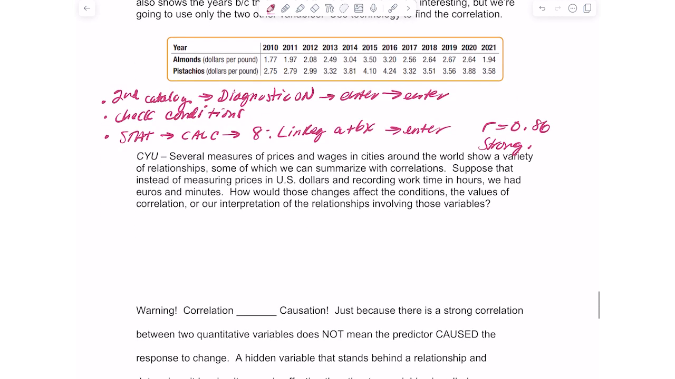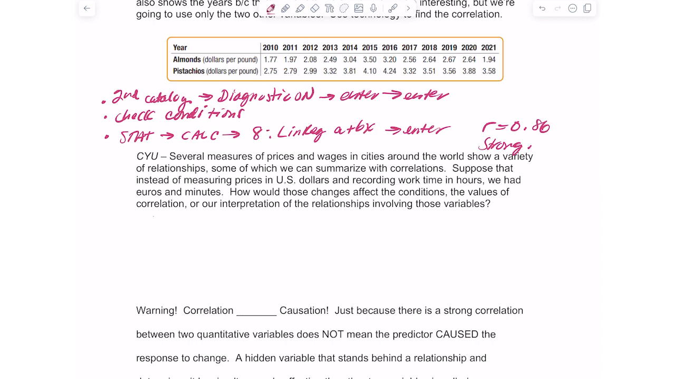Okay, please pause the video and take a look at the next problem and then unpause when you're ready. Several measures of prices and wages in cities around the world show a variety of relationships, some of which we can summarize with correlations. Suppose that instead of measuring prices in US dollars and recording work time in hours, we had euros and minutes. How would those changes affect the conditions, the values of correlation, or our interpretation of the relationships between those variables?